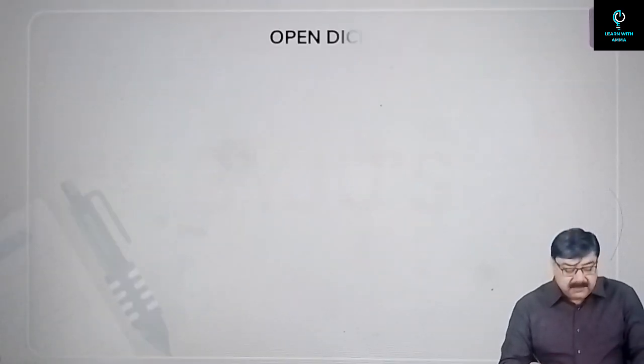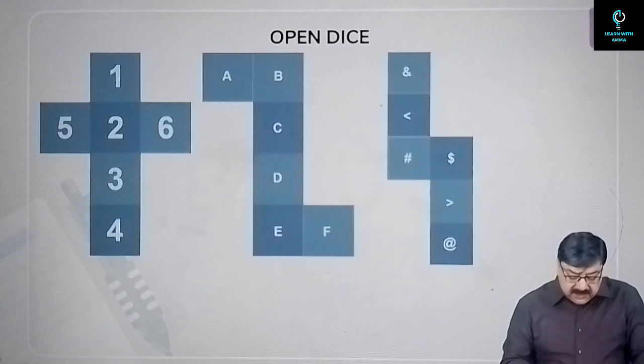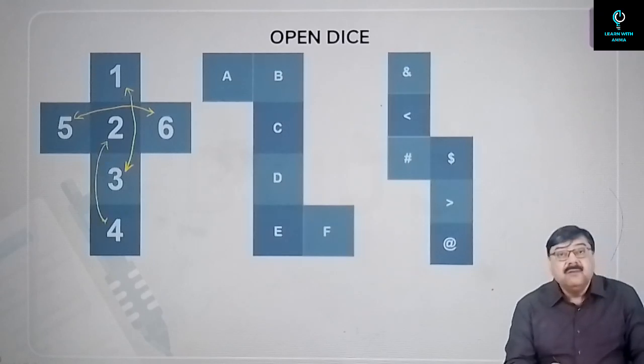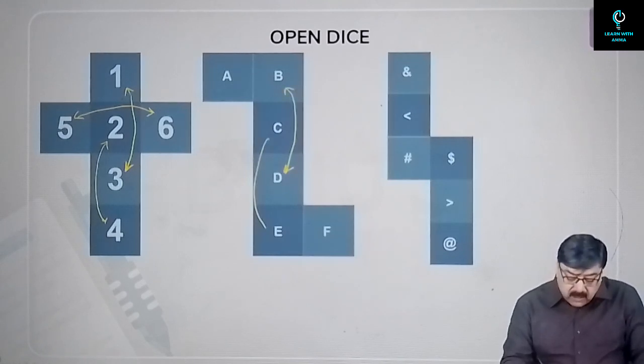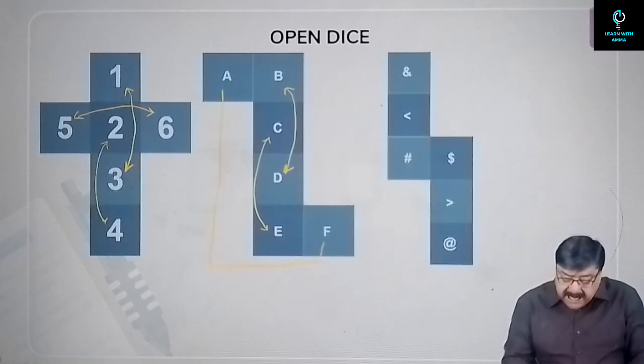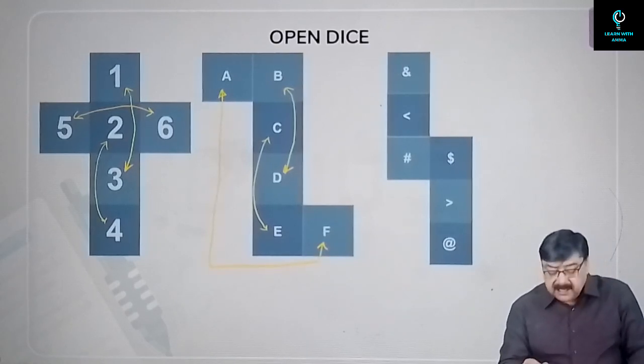Now, using the same principle, let us know which faces are going to be opposite each other. Here 1 is going to be opposite 3, alternate. 5 is going to be opposite 6 and 2 here will be opposite 4. Now similarly, B is going to be opposite D in this column. C is going to be opposite E, alternate squares, and leftover A here will be opposite F.